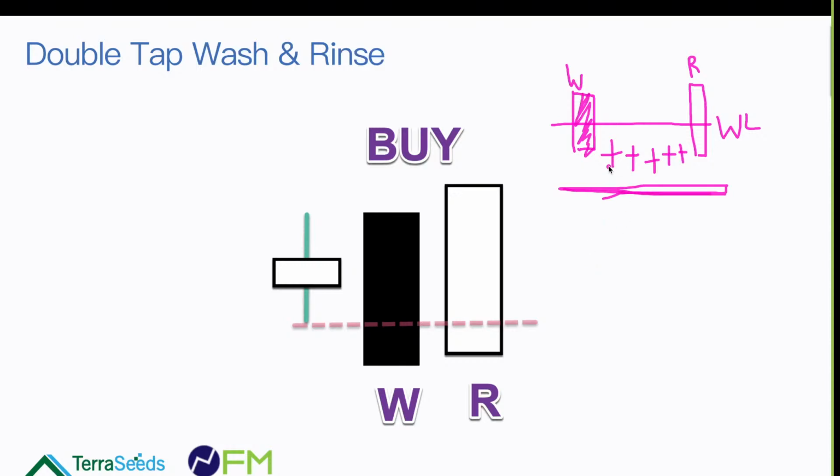Now let me ask you the next question. If one bar is equal to 1 hour, how much money is being rinsed here? One bar equals 1 hour.